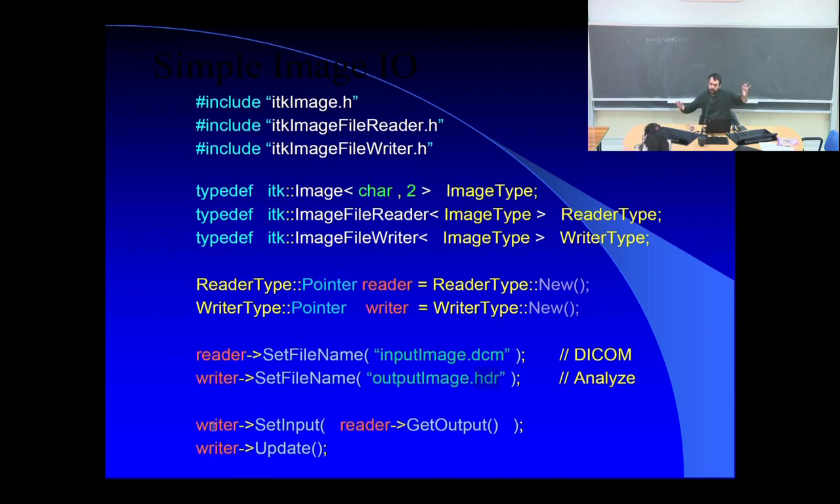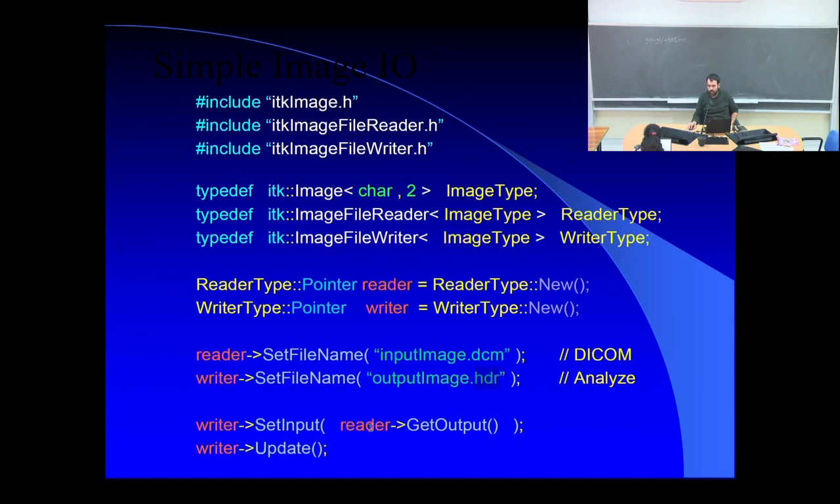You have a reader, you have a writer. Okay? You have to connect this reader with this writer. Otherwise, the writer doesn't know what to write. Okay? So, the way to connect filters or objects in ITK is to put, in the set input of one filter, the output of the other one. Okay? So, look, here is how you connect things.